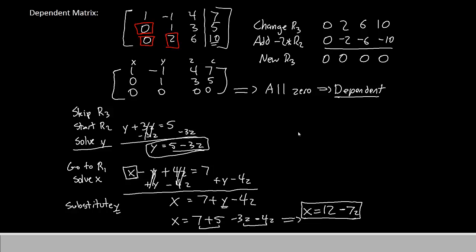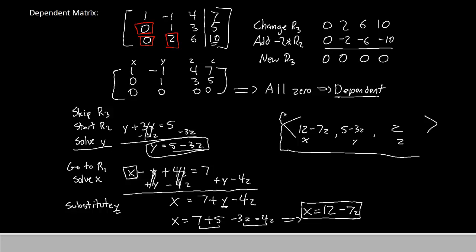So in our final answer, we'll write this. For x, we'll write 12 minus 7z. For y, we'll write 5 minus 3z. And for z itself, we don't have to do anything. We can just write z. And that is good enough for our answer.